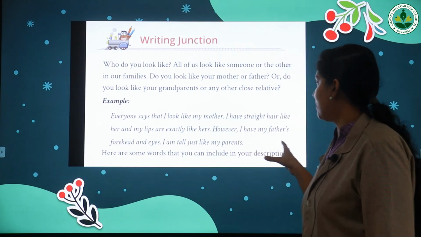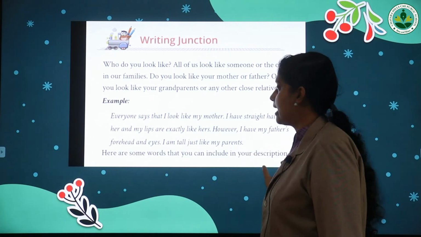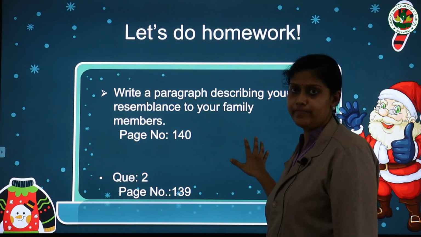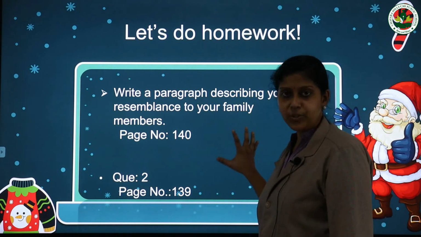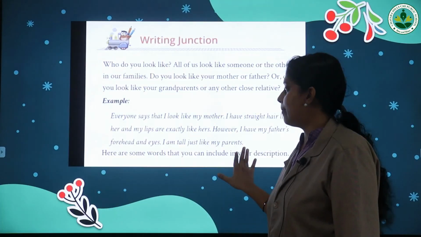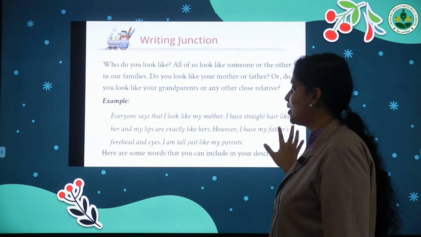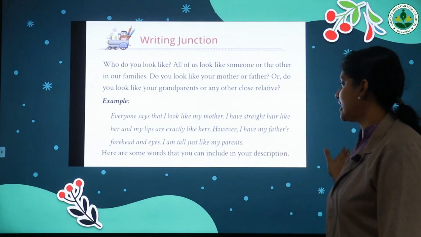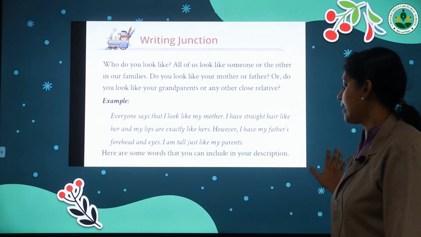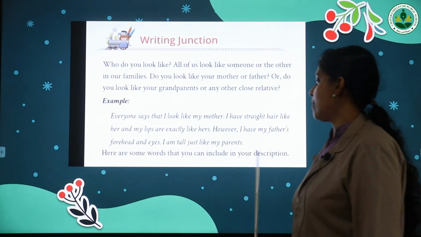Now let us check some examples. Here you are asked to write a paragraph describing your resemblances to your family members. Let us check an example. Everyone says that I look like my mother. I have straight hair like her and my lips are exactly like hers. However, I have my father's forehead and eyes. I am tall just like my parents.